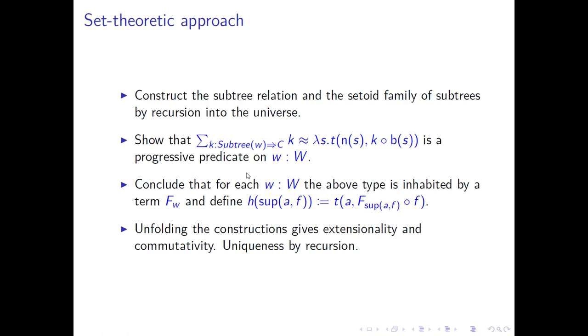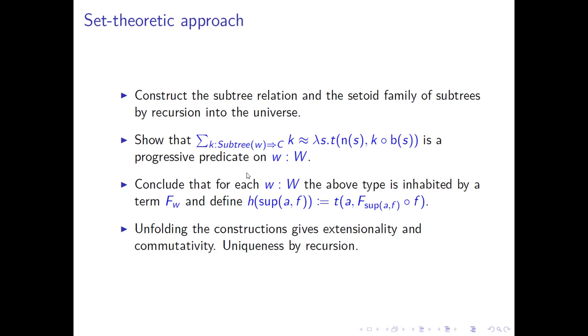This is not as trivial as it may look. A place to do in Coq. And then you show that it's unique by recursion. Finally, you use that again by recursion on the W type. But this and this last step are the only two where you actually use the recursion principle of the underlying W type.